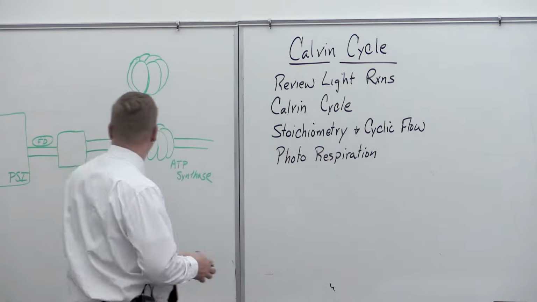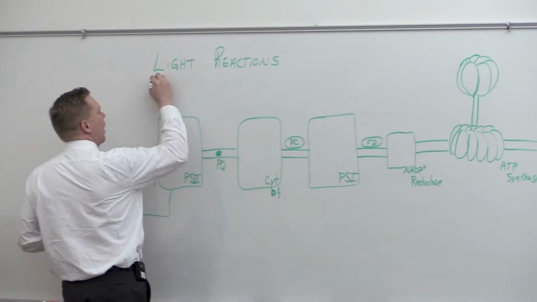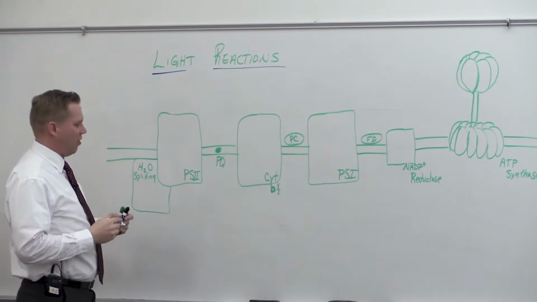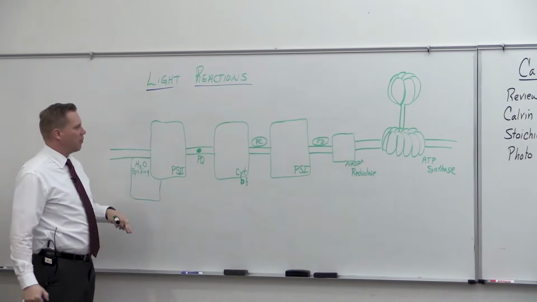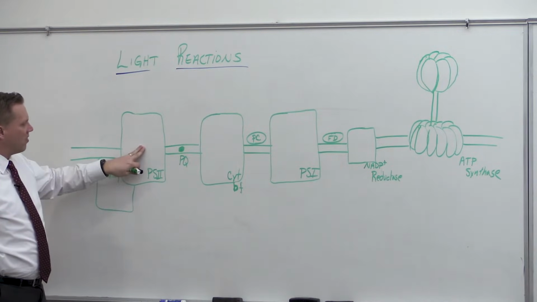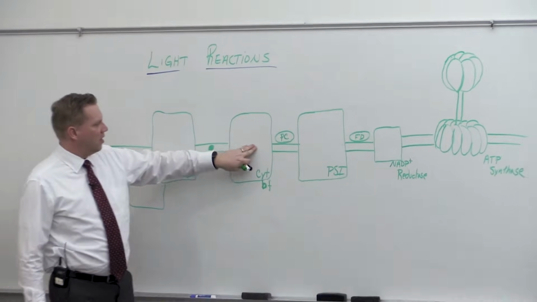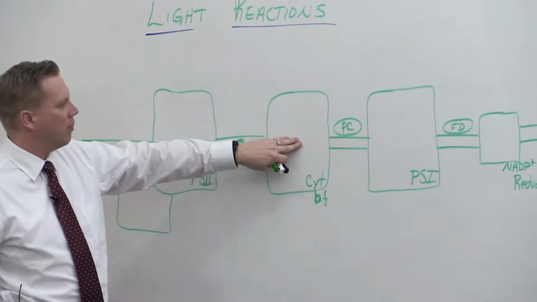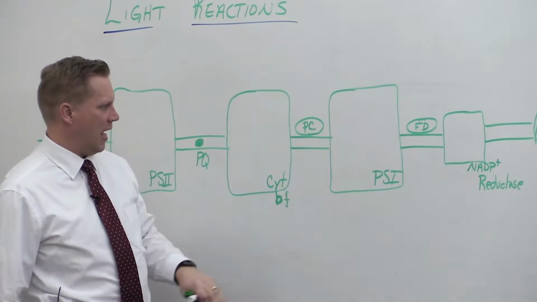So let's get started by coming over here and looking at the light reactions. And so I've drawn up just a representation of the light reactions. You may recognize some of the different proteins and players that we have up here on the board. Over here on this side is our photosystem 2 complex. This large rectangle is cytochrome BF complex. This is our proton pump. And then photosystem 1 down here at the end.